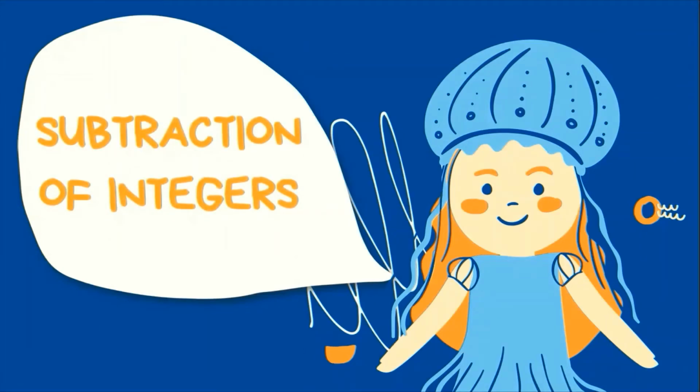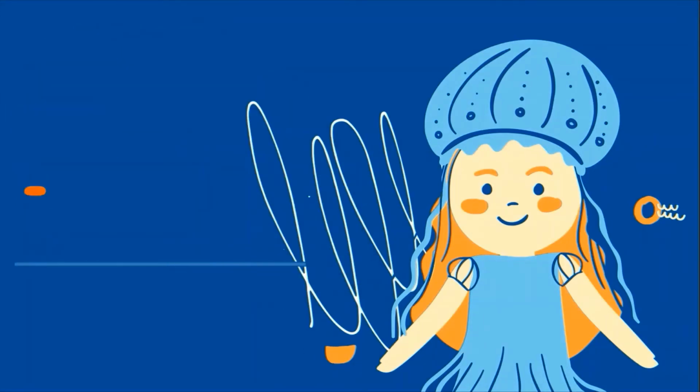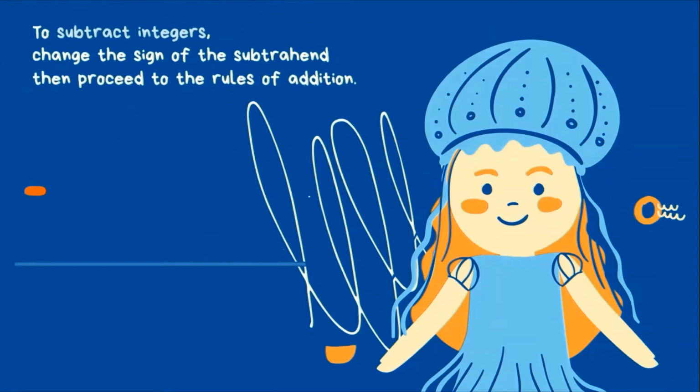Next, we have subtraction of integers. The basic rule for subtracting integers is first change the sign of the subtrahend, then proceed to the rules of addition. Pero bago yan, alamin muna natin ang basic parts ng subtraction.